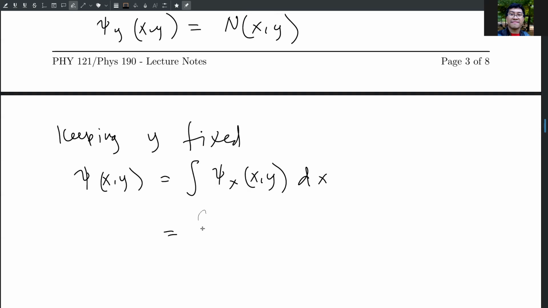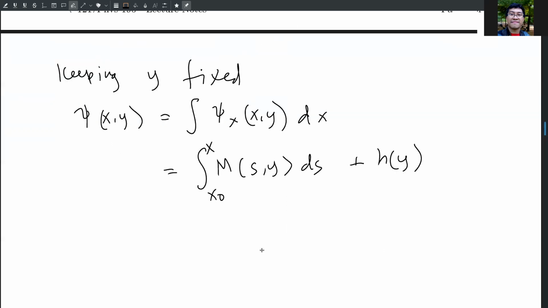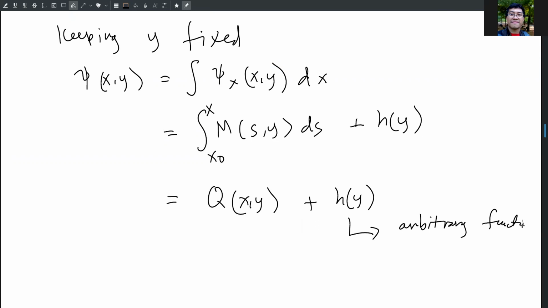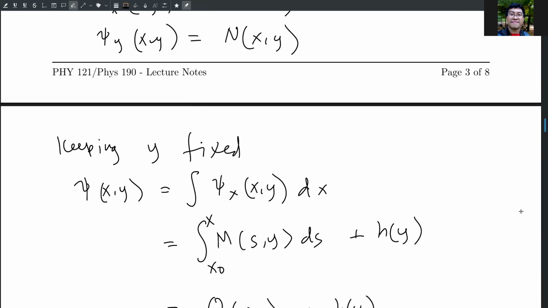Or we can write this as the integral of psi_x, which we know is m, but it would be helpful to use different variables. Let's say I'll use here m(s,y) ds. We start from x_0 to x, plus h(y), where h(y) is some function. Simply we can write this as q(x,y) plus h(y). Again, this h(y) is an arbitrary function.